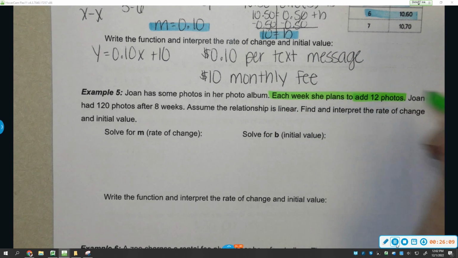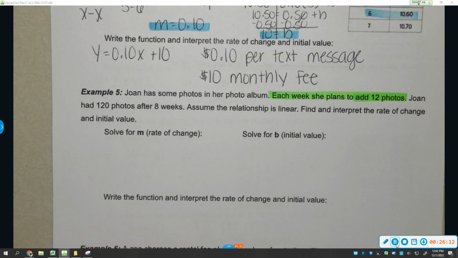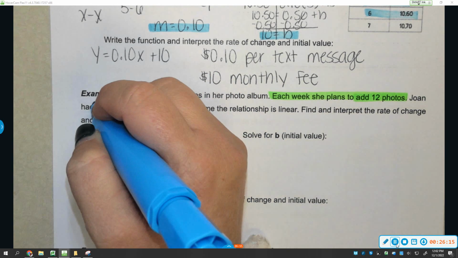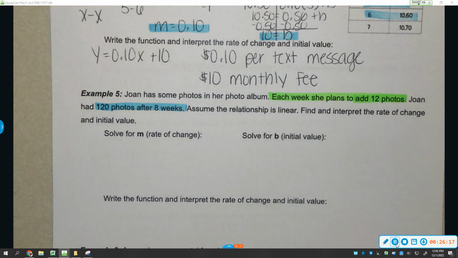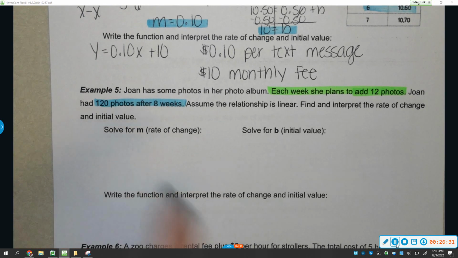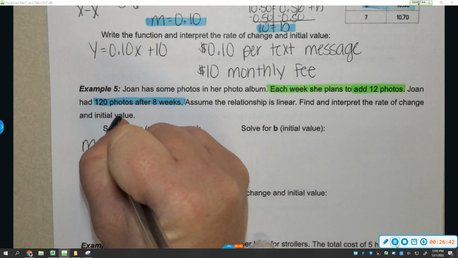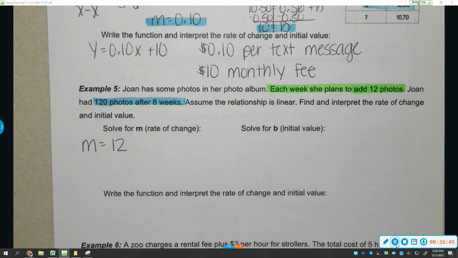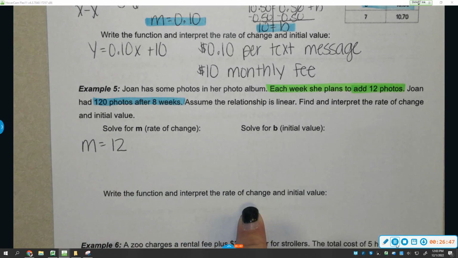I'm going to highlight that. Each week she plans to add 12 photos. Joan had 120 photos after 8 weeks. Assume the relationship is linear. Find and interpret the rate of change and initial value. One thing that makes the story problems easier is that your rate of change is actually given to you in the story problem. Can anybody tell me what is the M here? What is the rate for her photos? Nathan? 12. Very good. So M is 12.